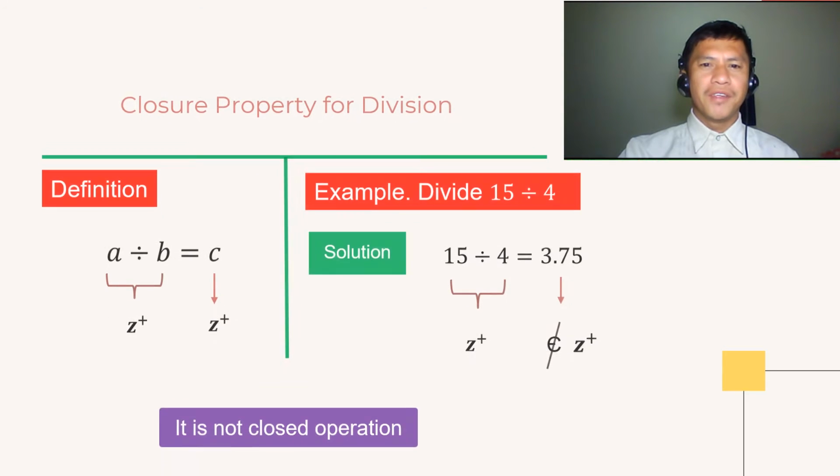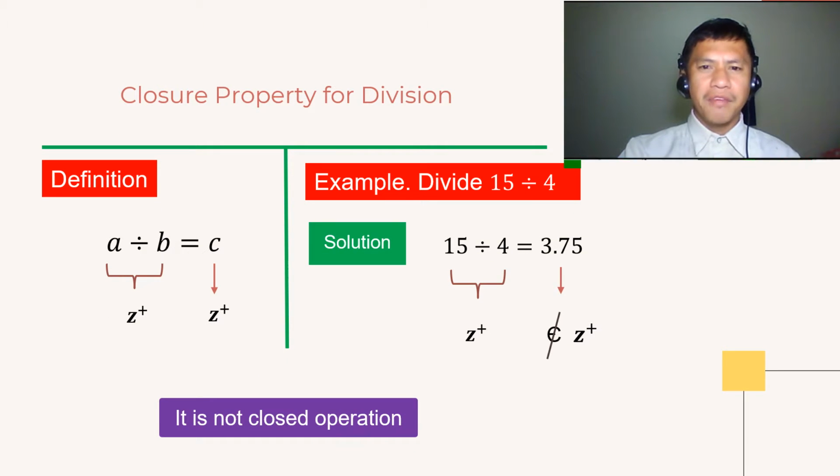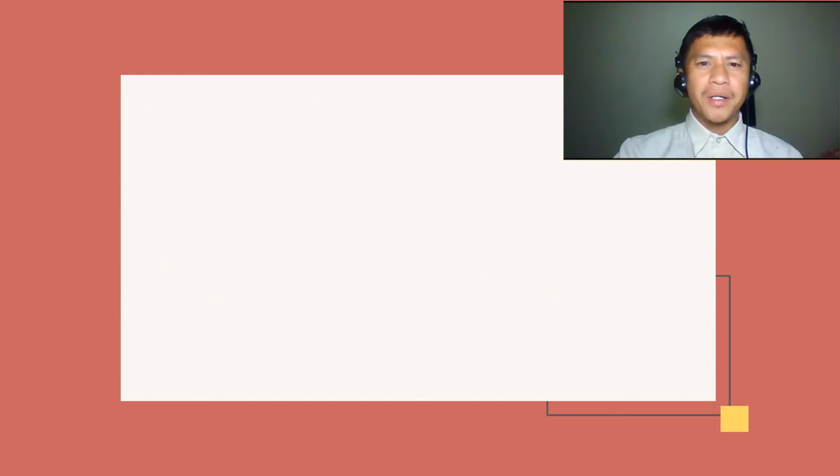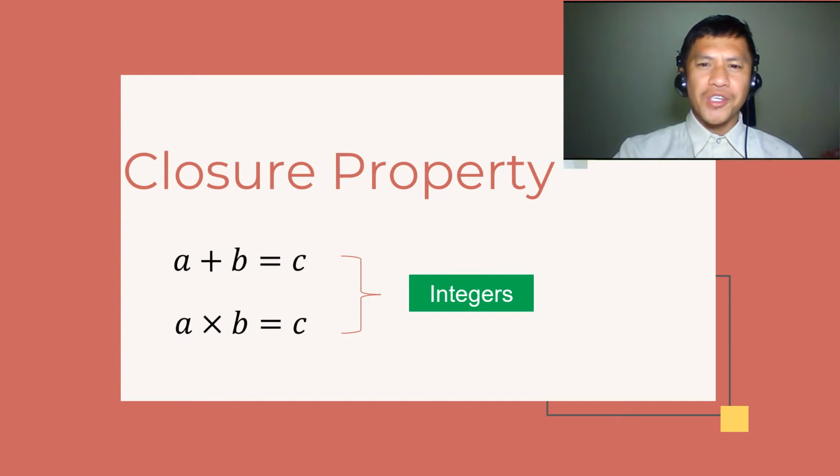Closure property for division. Let us verify this one by citing an example. 15 divided by 4, the answer is 3.75. Since the answer is not a positive integer, therefore we can say that closure property for division is not applicable. In summary, closure property works only for addition and multiplication. This property states that if we add or multiply any positive integers, their sum and product are positive integers.